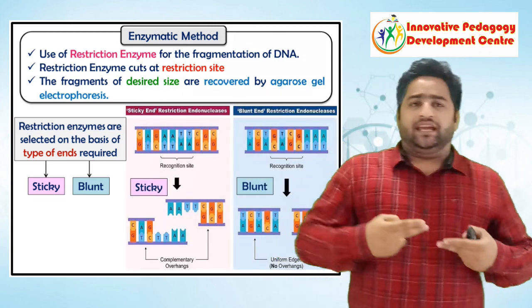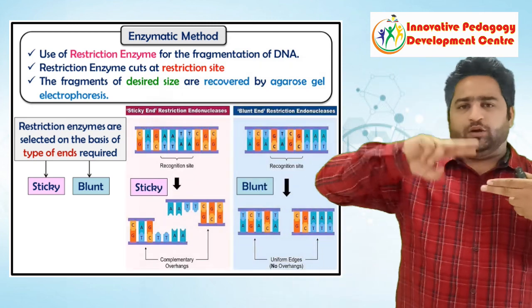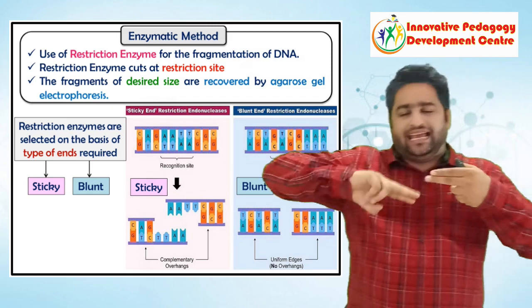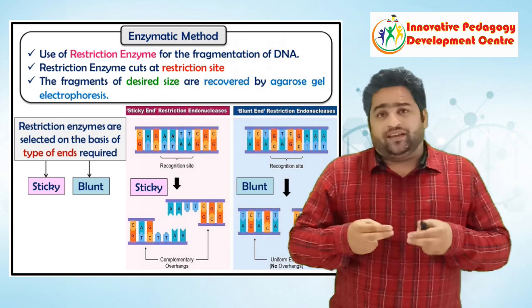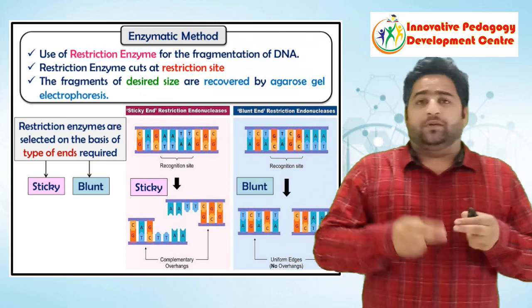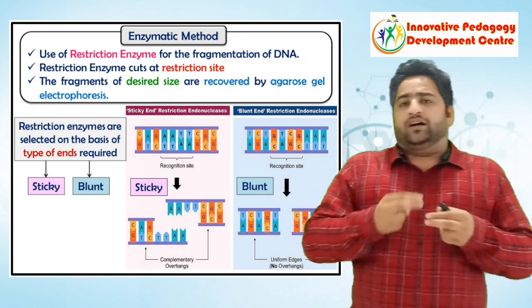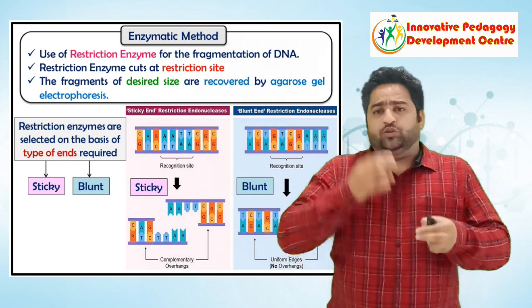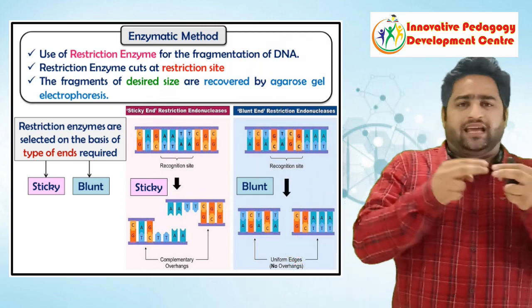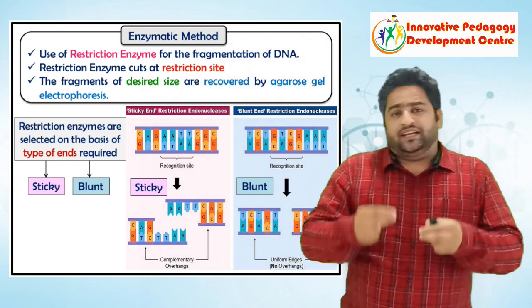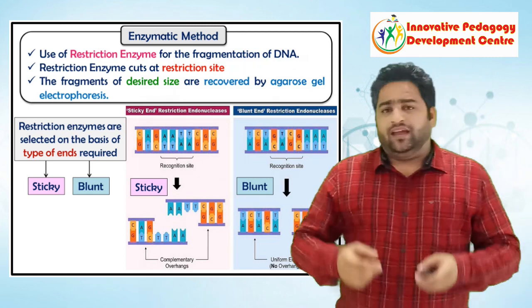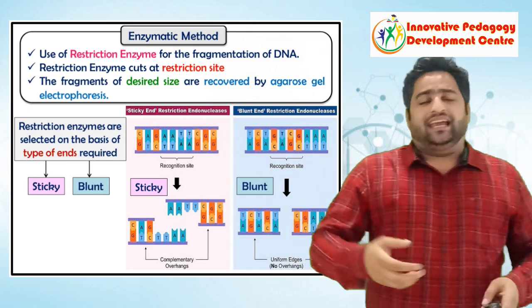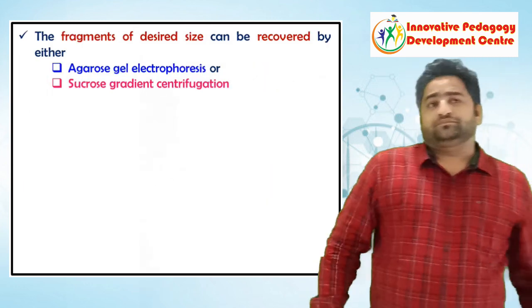Sticky ends have the overhang, that is complementary overhang, which makes the ligation easier, while blunt ends do not have the overhang or the complementary region. So blunt ends have uniform edges at the end. So they are very critical to get ligated. So we need to add the adapters or the linkers for the ligation of the blunt ends.